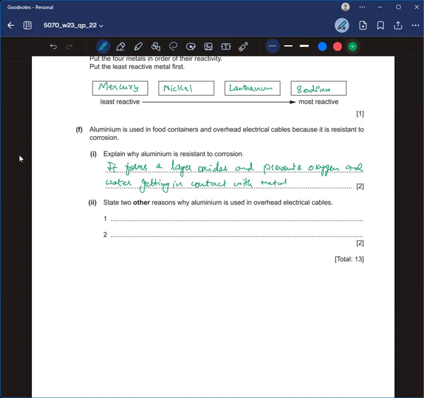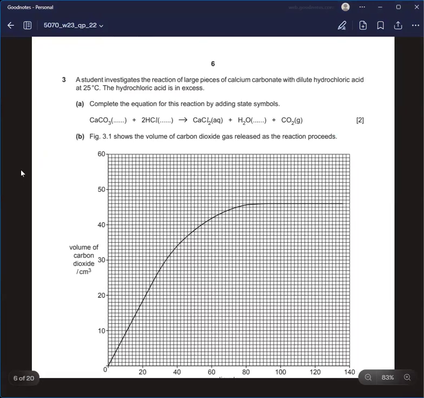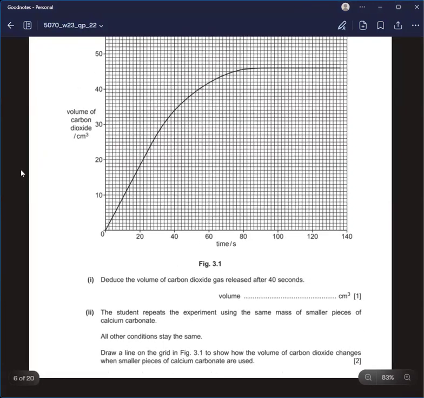State the 2 other reasons why aluminium is used in overhead electrical cables. Because of its low density, because it is lightweight, and has high electrical conductivity, because it is a metal. Okay, so let's move towards the next question. All right.